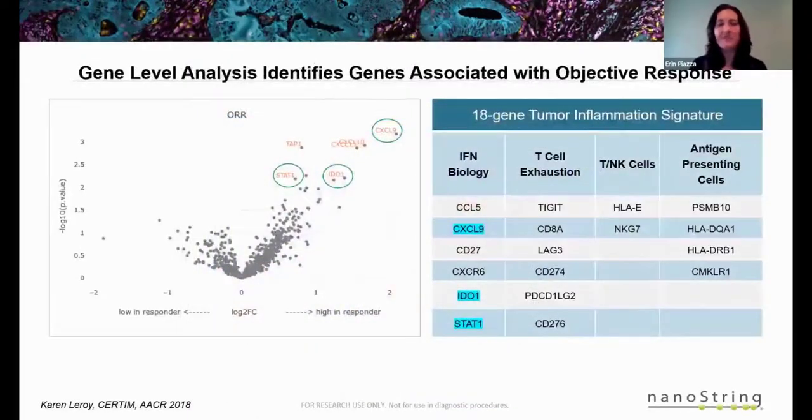When we did a gene level analysis of the data, we found that a number of genes included in the tumor inflammation signature were associated with objective response. Here you can see STAT1, IDO1, and CXCL9, again, all components of the tumor inflammation signature, are associated with objective response.